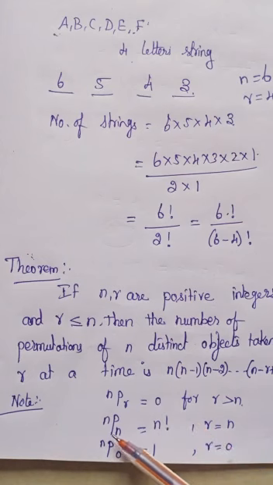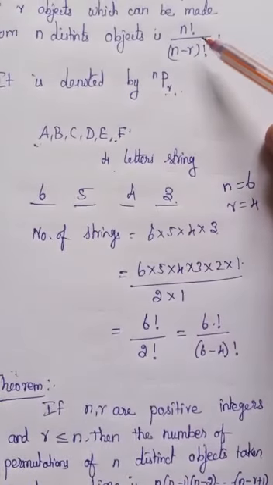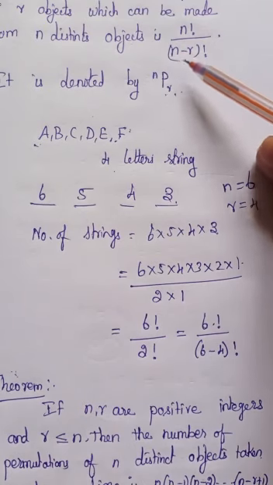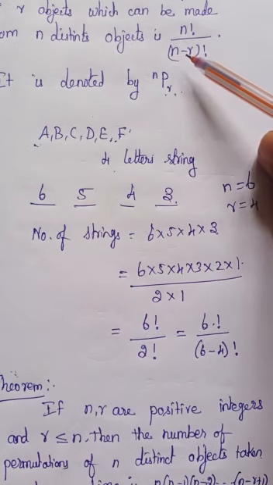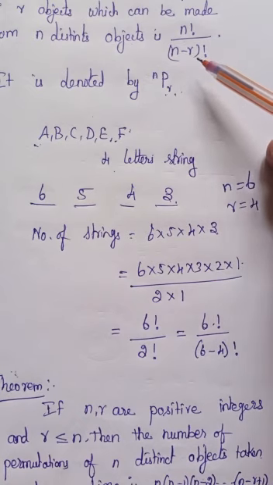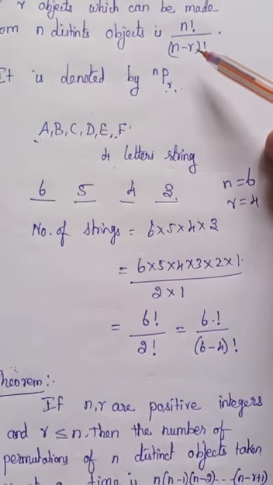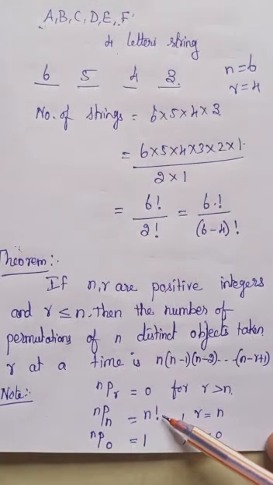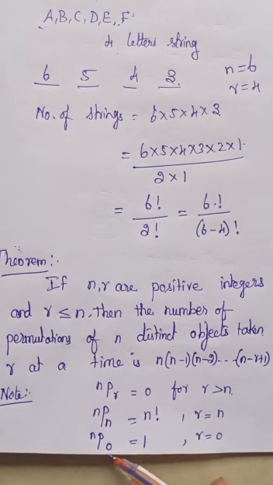And nPn is equal to n factorial. Why? What is the reason? See the formula n factorial by n minus n factorial, because r equal to n. When we substitute, n minus n equal to 0, and 0 factorial, we know, is equal to 1. Therefore, nPn will be equal to n factorial.